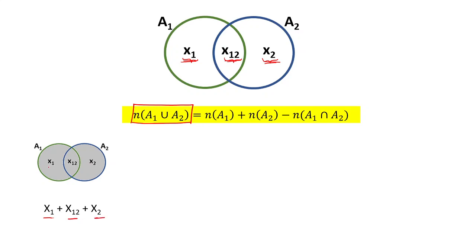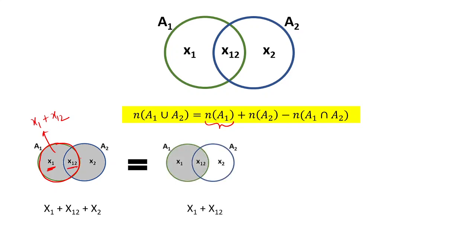Notice x1 is only this part of the diagram. x2 is only this part of the diagram, the number of elements only in set 2, right? But A1 as a set is this complete circle. It contains x1 plus x12. The number of elements in A1 is not only x1. x1 is the number of elements which are only in set A1, but not in set A2. So if you're writing this term, you have to be careful and write x1 plus x12, right?